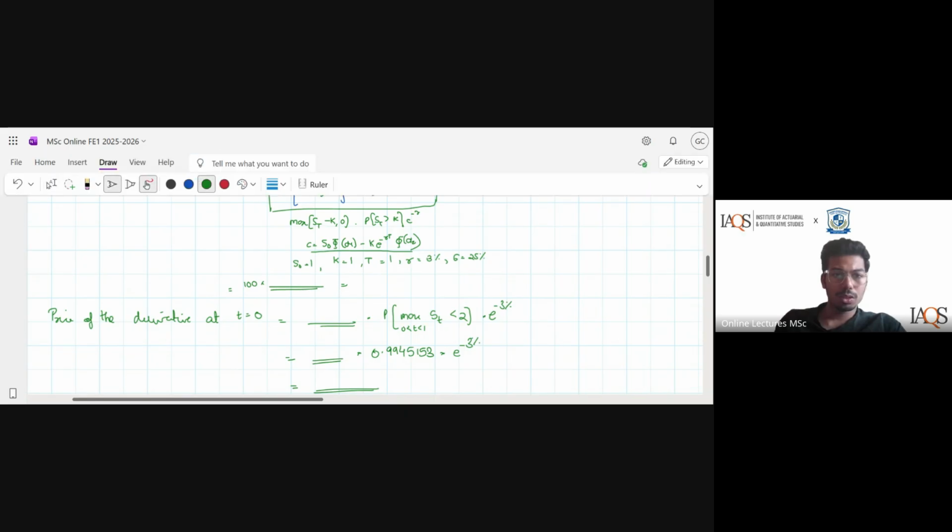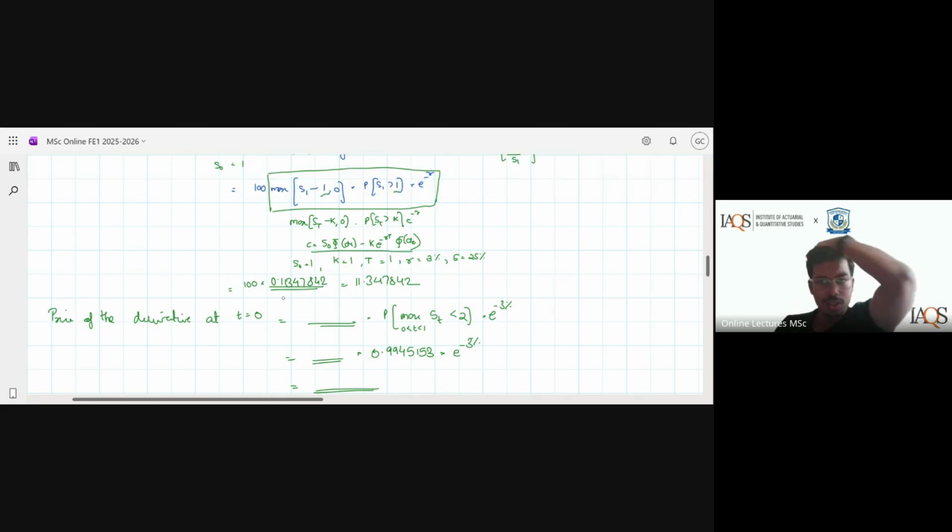1134 7842. Seven, four, two. Therefore, 11.347. Correct answer. Let me know if everyone's getting this. Answer should be 0.11347842. When multiplied by 100 it will give you 11.34784.